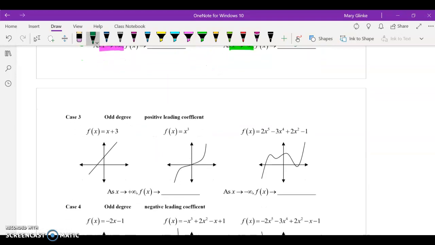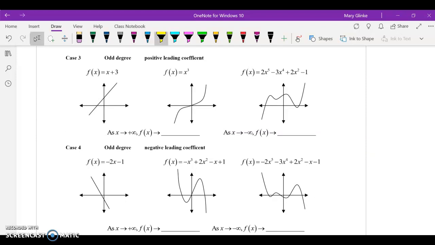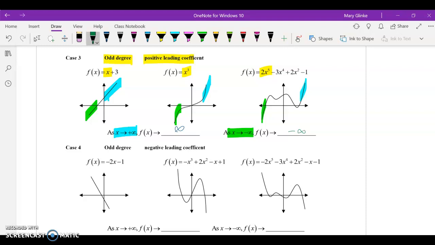That's going to be different for odd degrees. If it's an odd degree with a positive number out in front, so x, x cubed, x to the fifth, all positives, if you're looking at the right side of your graph, those are all going to be pointing upwards. If you're looking at the left side of the graph, they're all pointing downward. And again, they have different numbers of curves in between, but think of it like a positive slope. It starts low and ends high, with some number of curves in between.